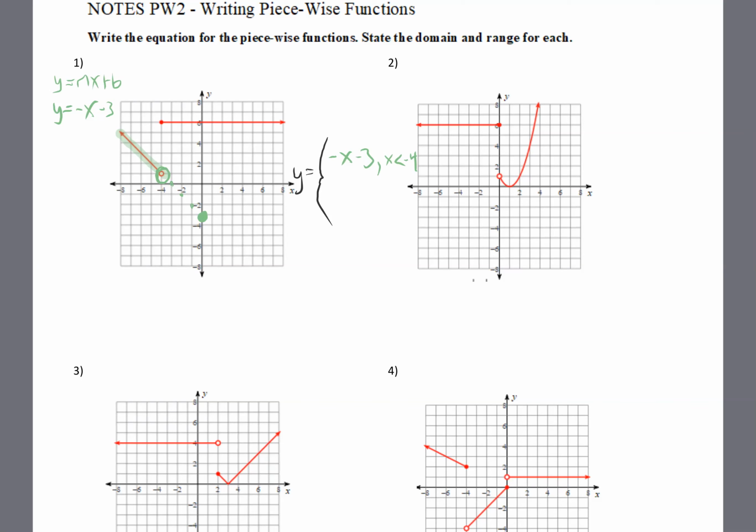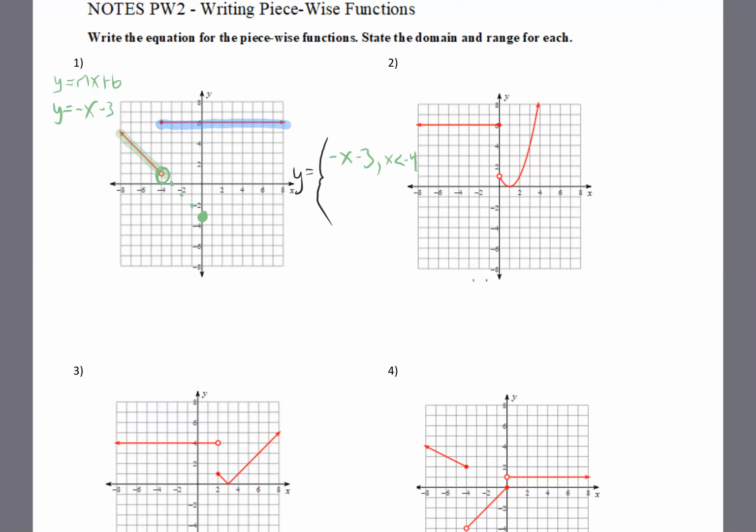So that's why you have to say we're graphing the line for all the x coordinates smaller than negative 4. Do we include negative 4? No, because it's an open circle. It's not filled in. Is that why you put less than and not less than or equal to? Correct. If the circle was filled in, then I would say or equal to.